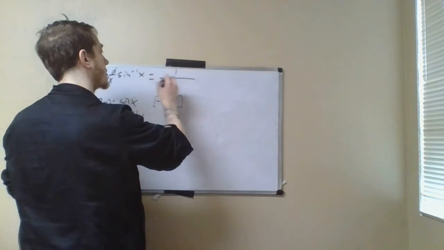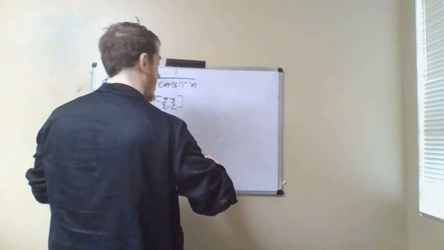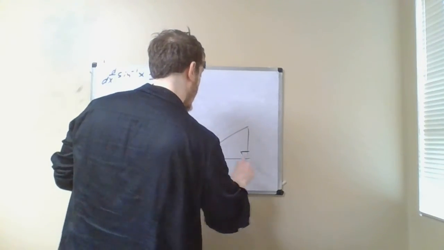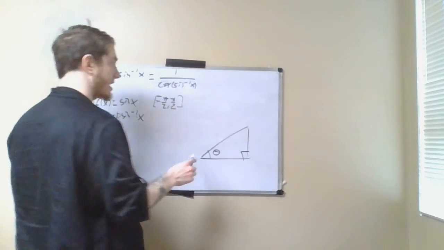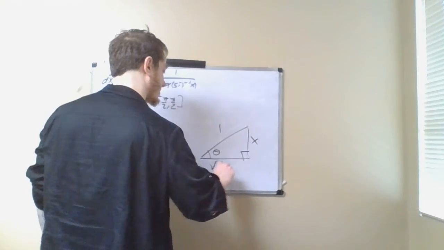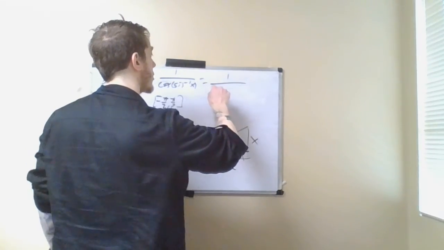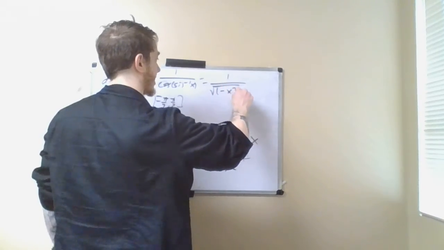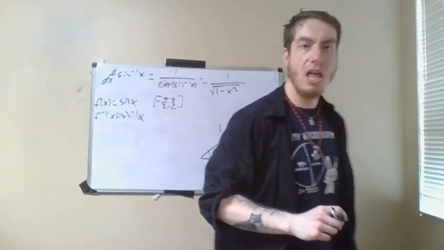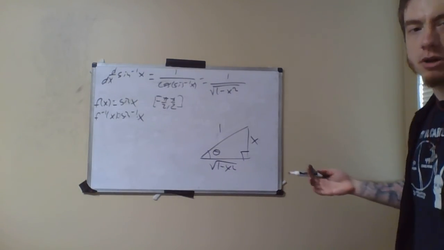So this is going to be 1 over cosine of sine inverse x. Set up that triangle, almost the same thing, except this time I want the sine to be x. So this should be x and 1. This should be square root 1 minus x squared. This is going to be 1 over square root 1 minus x squared. And then you can work out the other 3 using a similar kind of argument.